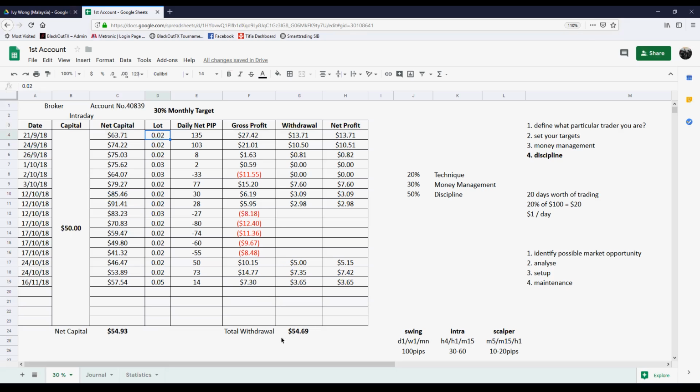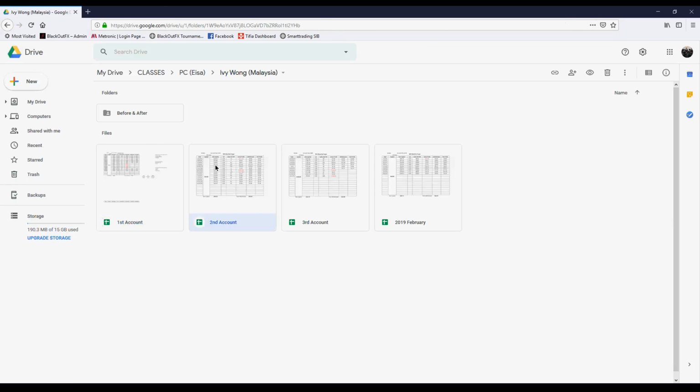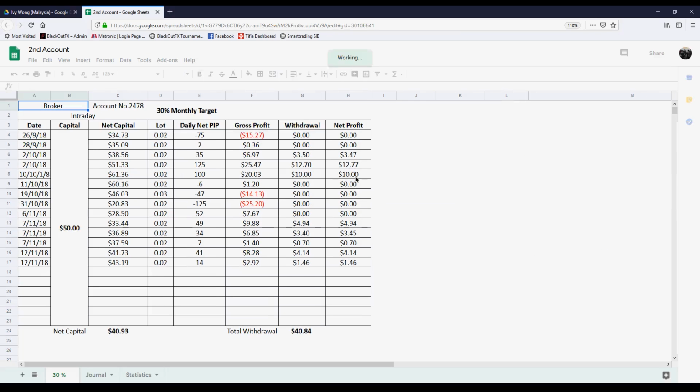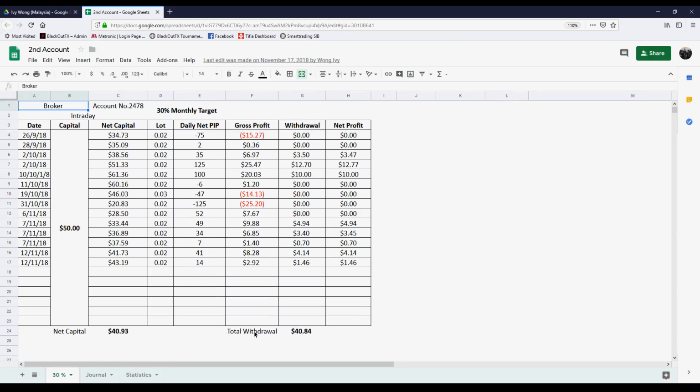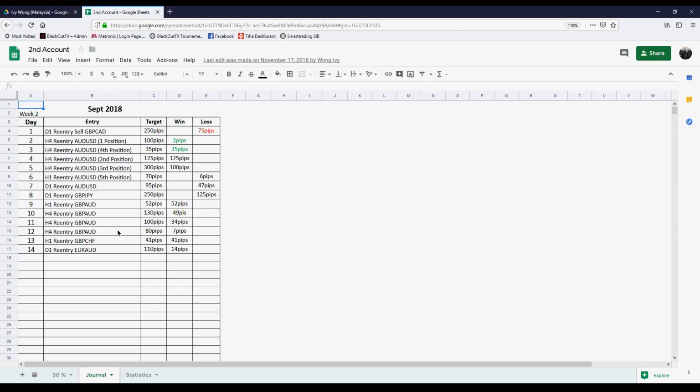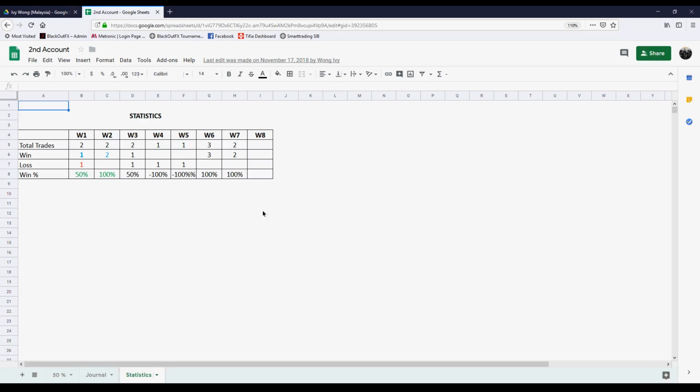Eventually she managed to grow her account by more than 100%, because she withdrew $54 and also grew it by 54. That's about 200% growth. Then she started another $50 account and managed to grow it by about 80%. She did the same thing, going through what setups, what our target is, which pairs she entered, and how much she lost. She put in the statistics over time on her second account.